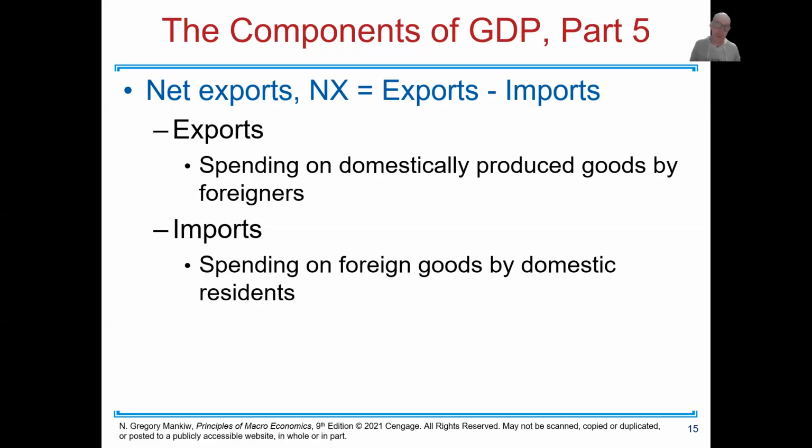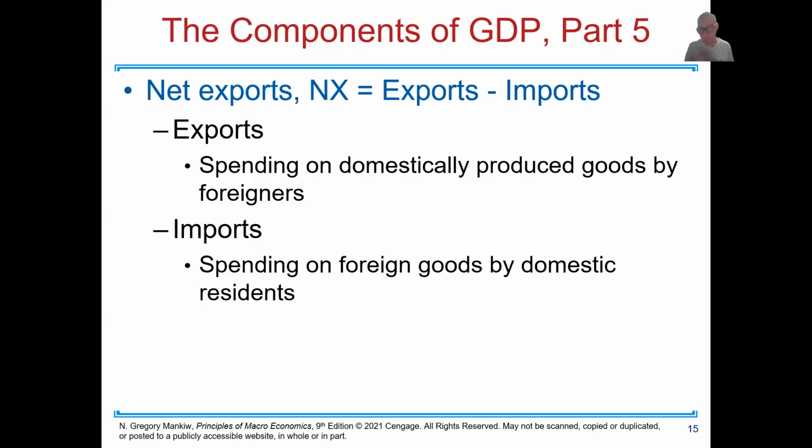So exports is, of course, when domestic producers manufacture a lot of products, and then the excess that they've manufactured, they export out of the country to other countries. Yeah, that's exports. Imports, of course, is when goods and services are brought into the United States from other countries. So net exports is defined by taking exports minus imports.